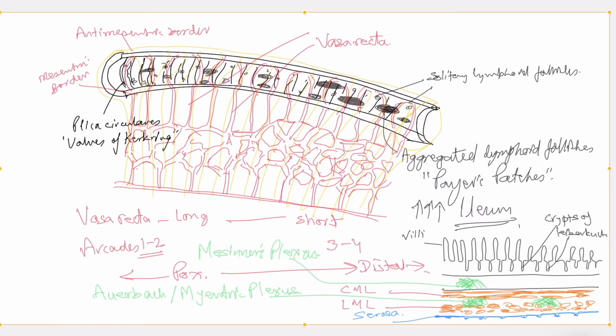One more thing which was in question was about Brunner's glands. These glands open into the crypts, and they are placed here in the submucosa. They are an example of compound tubuloacinar glands, so in cut section you will find them here in the submucosa. But remember that Brunner's glands are a feature of the duodenum.